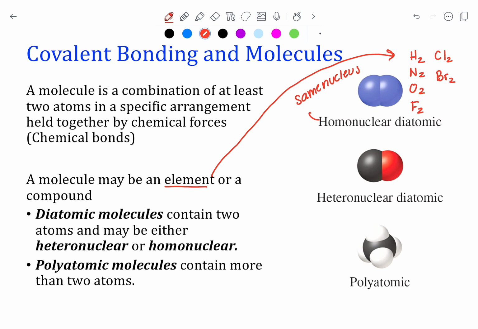Heteronuclear diatomics mean they have 2 nuclei, but they are different nuclei. So this could be like carbon and oxygen for carbon monoxide, okay? We can also have polyatomic molecules, which are molecules that contain more than 2 atoms. So if it's 2 atoms, it's a diatomic. If it's more than 2, so 3 or more atoms in that molecule, it's a polyatomic molecule.